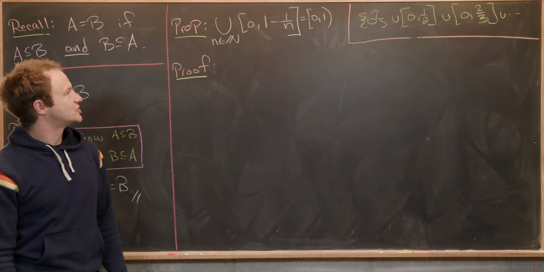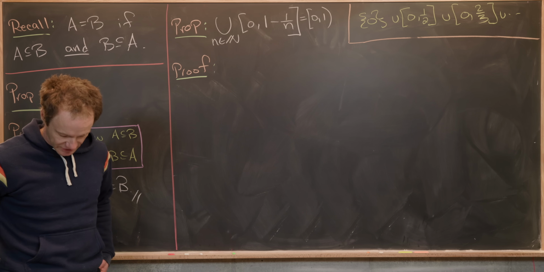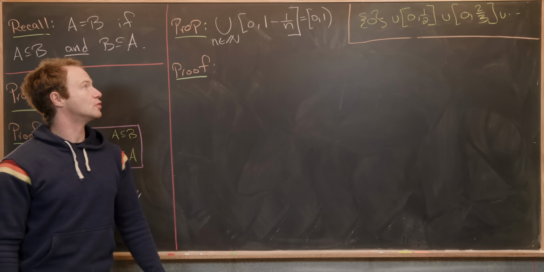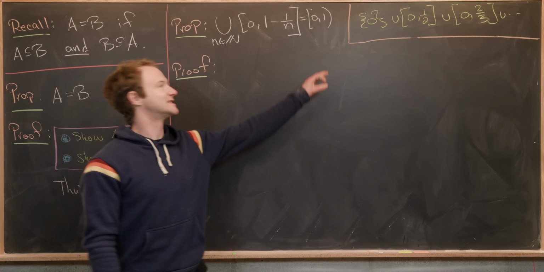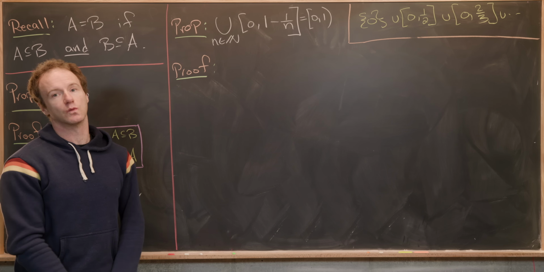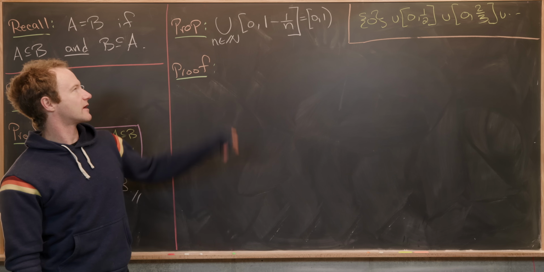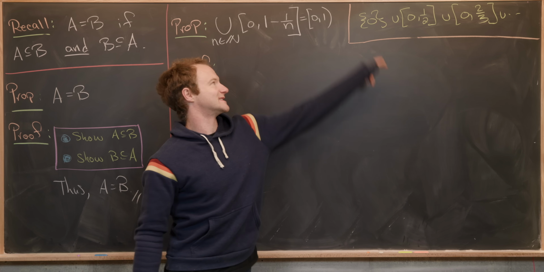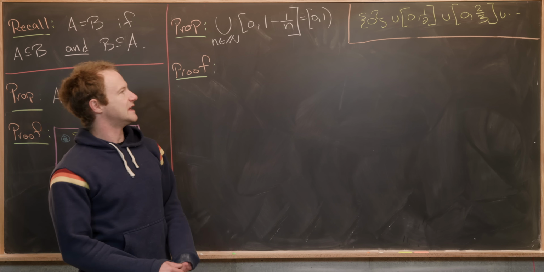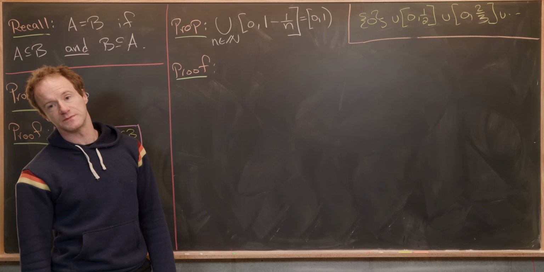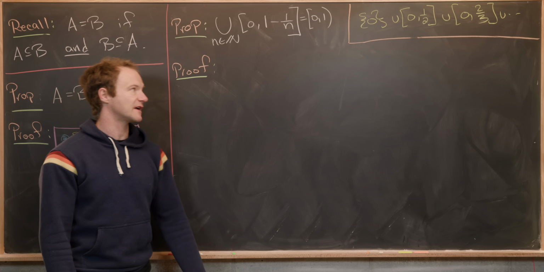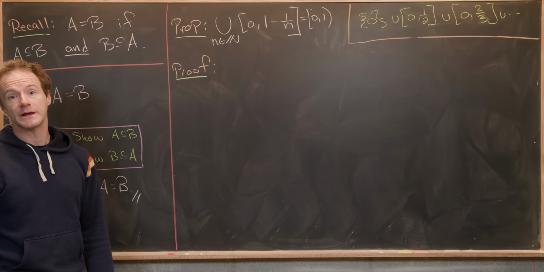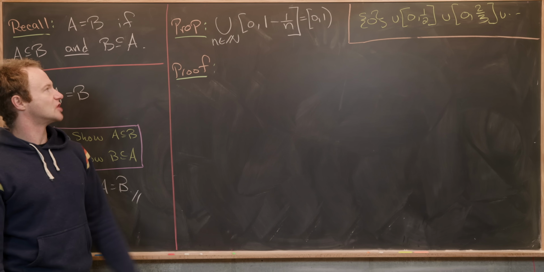We'll finish this off by showing that this union over all natural numbers of the closed interval from 0 to 1 minus 1 over n is equal to the half open interval from 0 to 1. And I've just sketched out a little bit of what this union looks like. So if n equals 1, we just get the singleton {0}. Then if n equals 2, we've got that interval from 0 to 1/2. If n equals 3, we've got that interval from 0 to 2/3, and so on and so forth. Okay, good. So let's go ahead and jump into this.